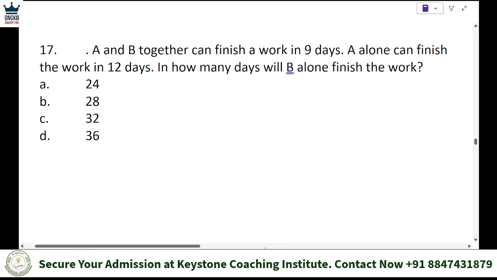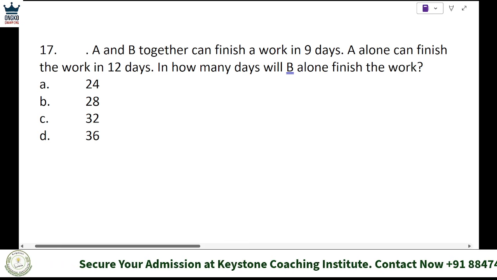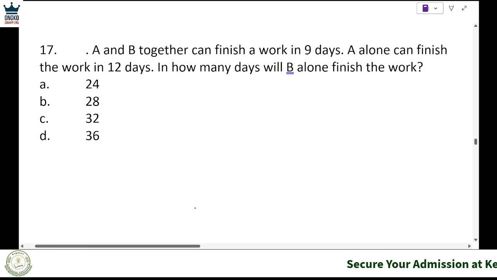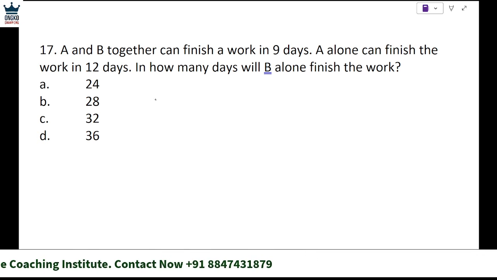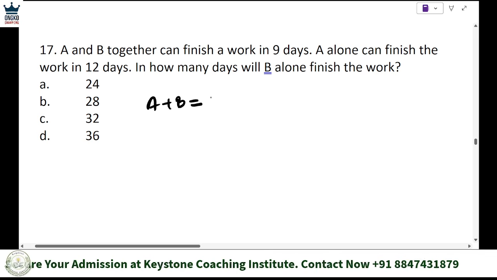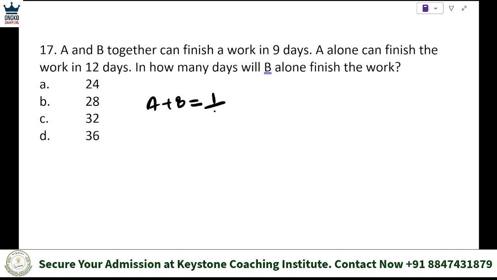Okay, this one is from time and work. A and B together can finish a work in 9 days. In time and work, converting to one day's work is very important. So A and B together can finish the work in 9 days, so A plus B's one day work is 1 by 9 parts of the work.